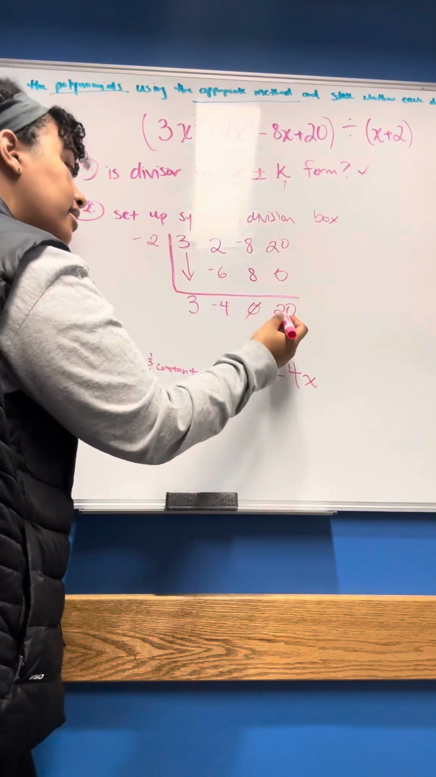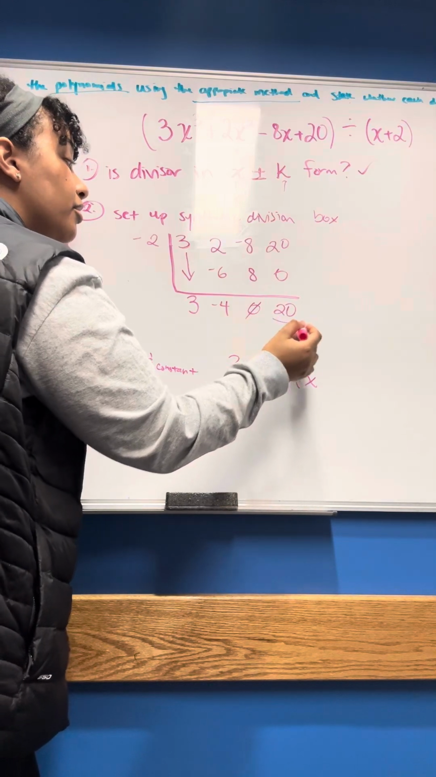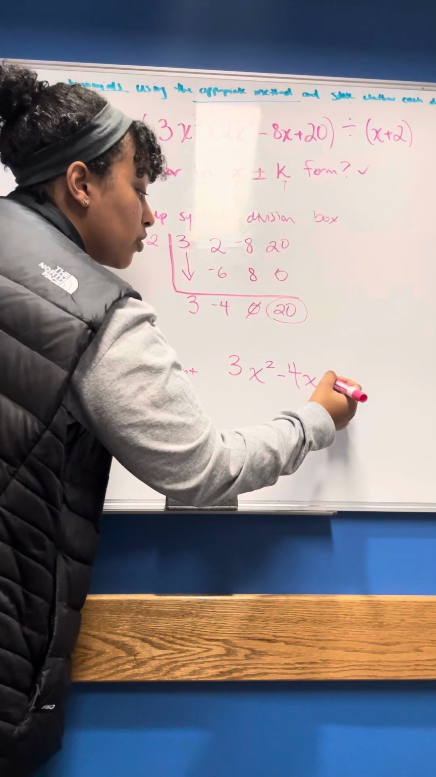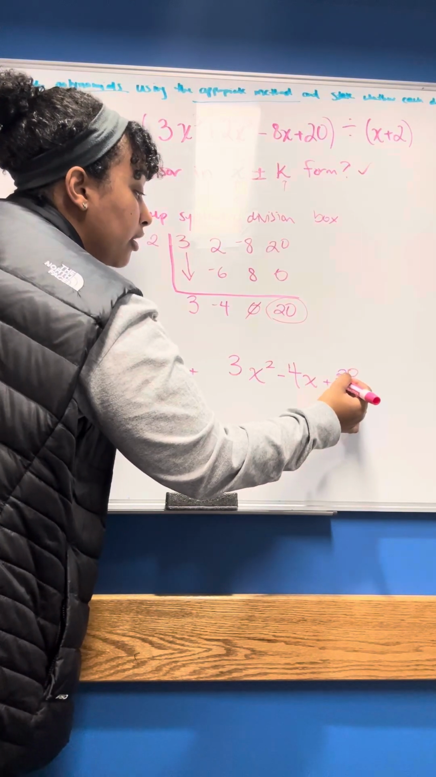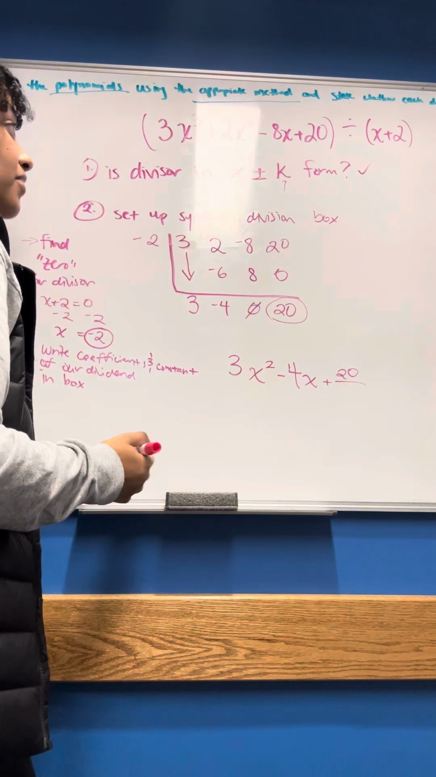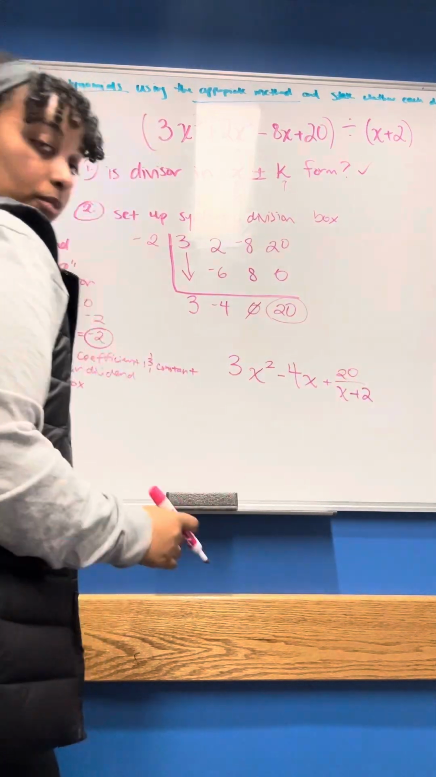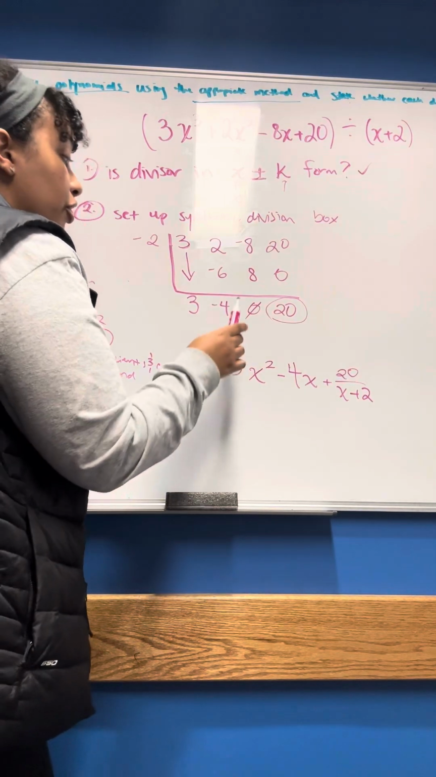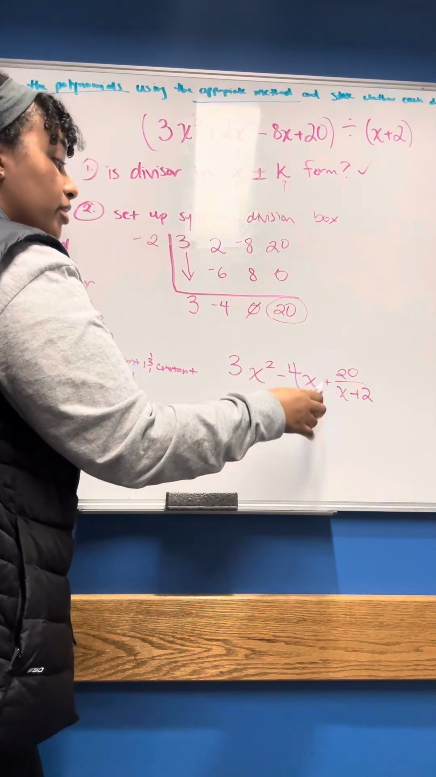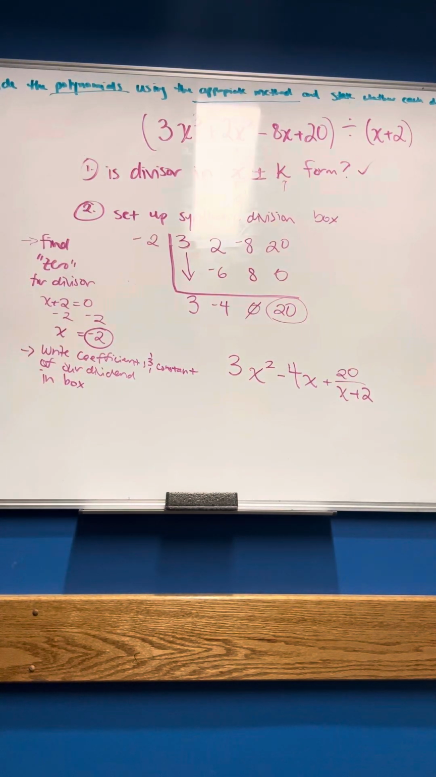Now, anything that comes after the constant is our remainder. This is our remainder. So this is a positive 20, so we're going to do plus 20, and we're going to put it over our divisor, x plus 2, just like how we would in long division. And that's it. Now our answer is 3x squared minus 4x plus 20 over x plus 2. We've done the first part. We've divided the polynomial using the appropriate method.